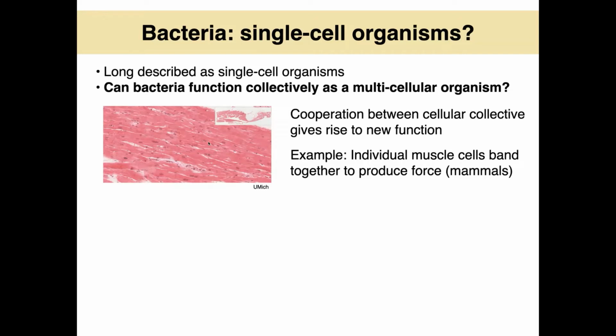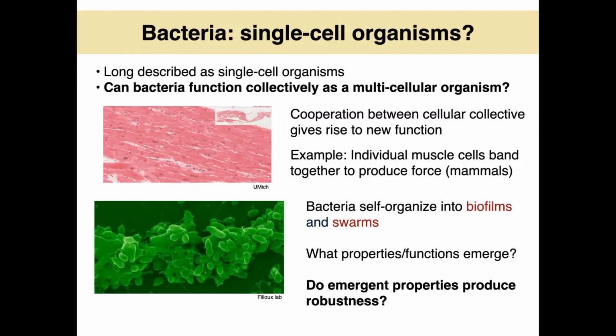An example of a multicellular organism that cooperates at the single cell level is muscle tissue. Every time you move a muscle, it's due to the cooperative effects of individual cells that move all at once, and that gives rise to new function. And so what we're trying to do is see if bacteria have a similar type of trait, where individually they do something, but together as a collective, they give rise to a new function.